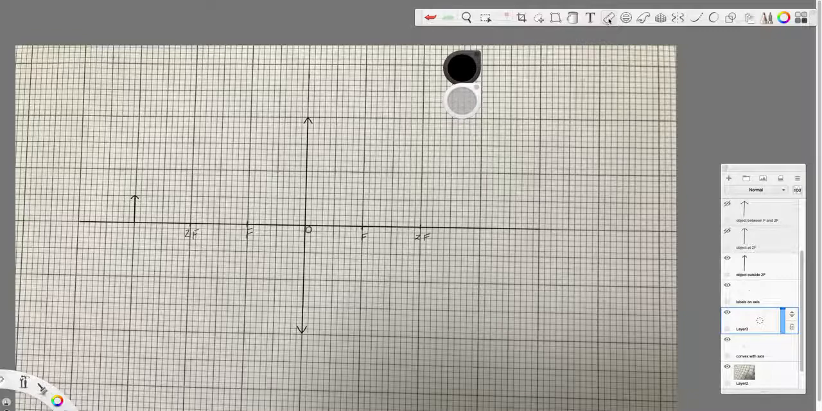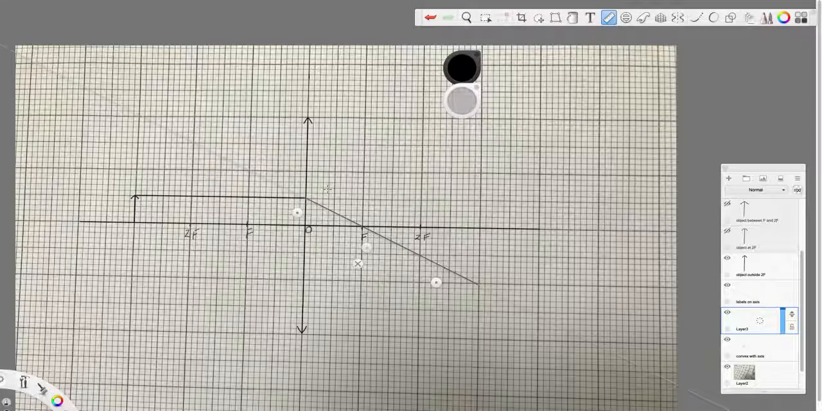let's use a couple of our special rays. Let's take a ray which comes in parallel to our principal axis. And then, because it comes in parallel, it will come out through the principal focus. So there we have one of our special rays.